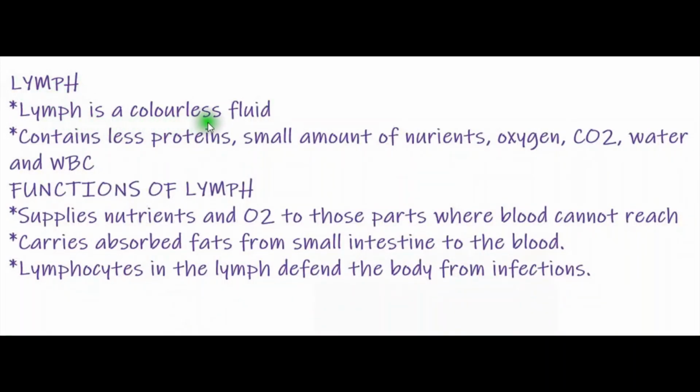Lymph is a colorless fluid that flows through the lymphatic system, which we already saw. This lymph contains less protein, a small amount of nutrients, oxygen, carbon dioxide, water, and WBC.